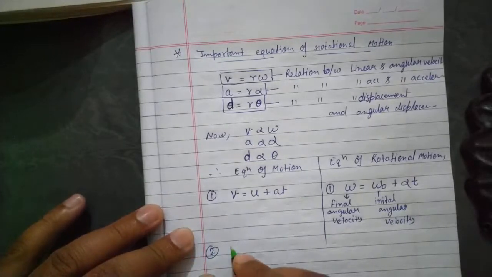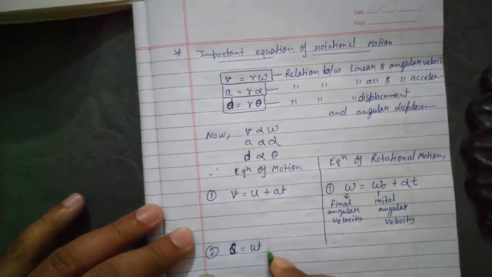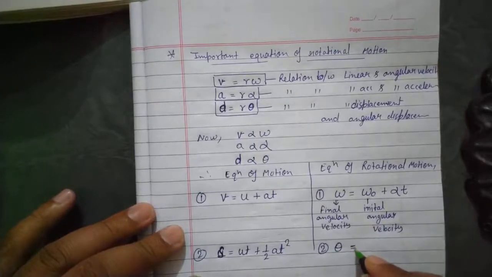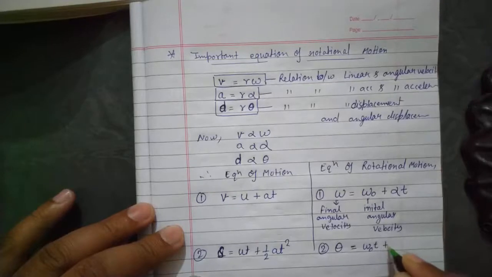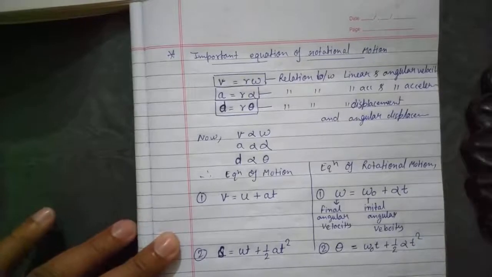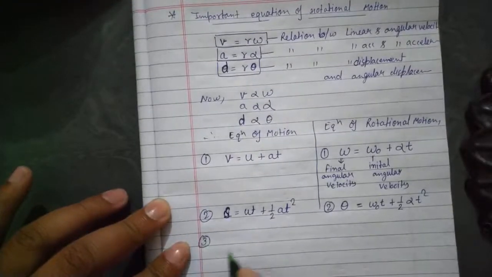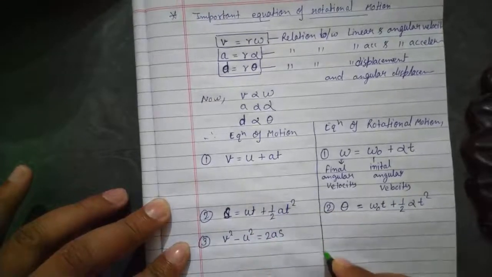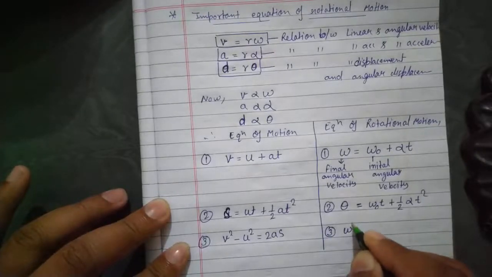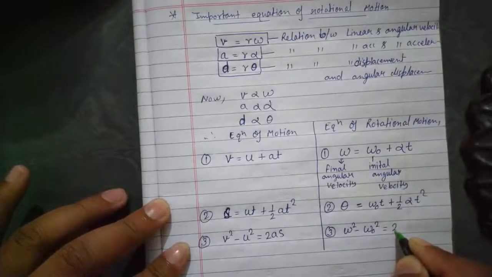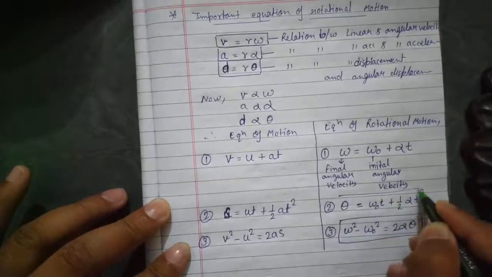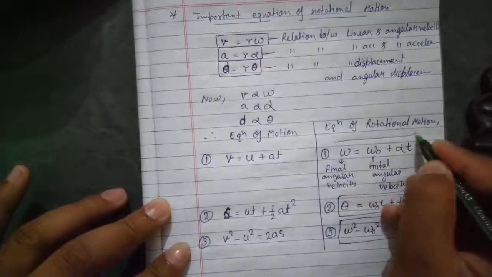Second is distance, s is equal to ut plus half at square. Here we have second, theta is equal to omega naught t plus half alpha t square. And next, third one is v square minus u square equal to 2as. The third equation of rotational motion is omega square minus omega naught square is equal to 2 alpha theta. These are the equations of rotational motion.